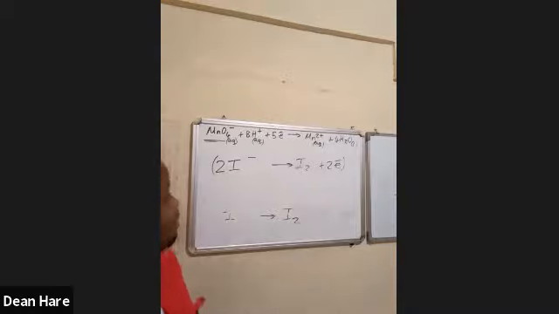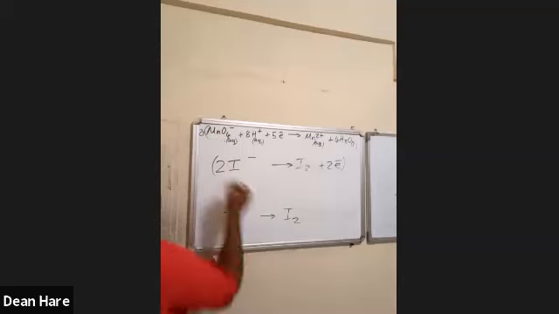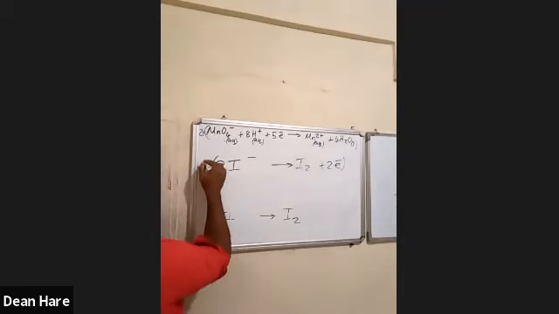Equate them in terms of electrons. We should cancel them, right? Well, not cancel. So before we cancel, we multiply the top one by 2 and the bottom one by 5 to equate both of them. That is right. So times the top one by 2 and this one by 5.